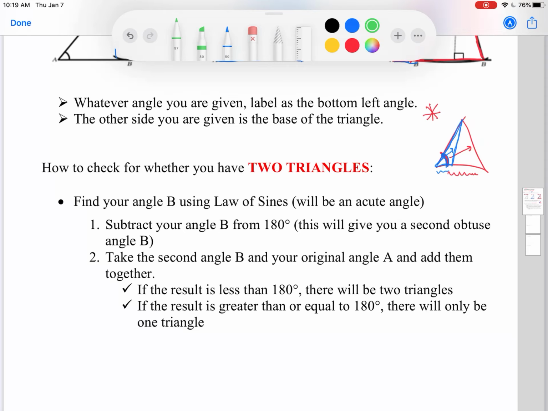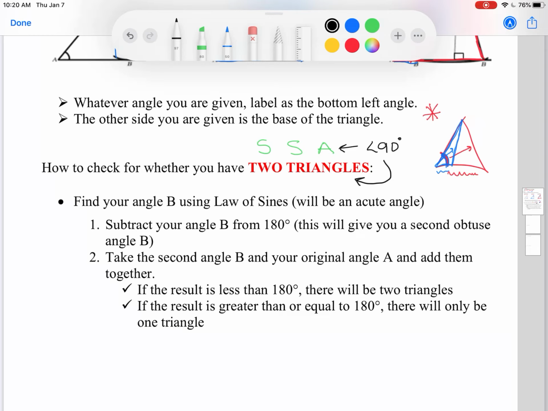So if we want to check for two triangles, remember the ways in which we need to check, the opportunities that tell us, hey, we got to go in and double check. First of all, we would be given side-side-angle. And then the other key feature we need to remember is that the angle I'm given, if it's less than 90 degrees, then that is why we need to check for two triangles.